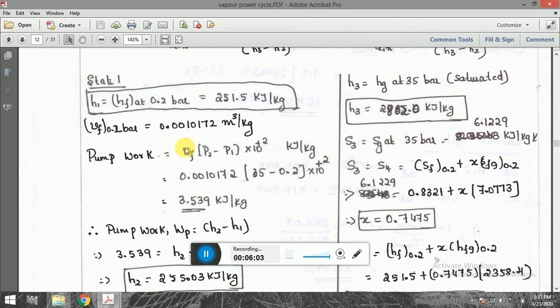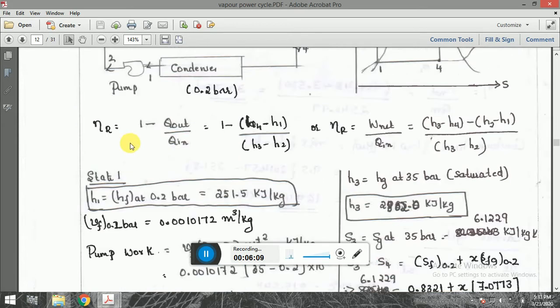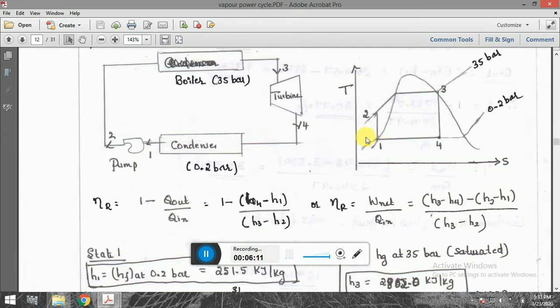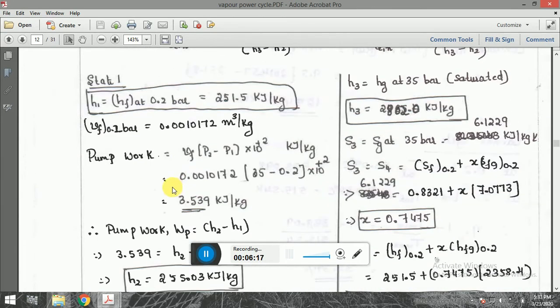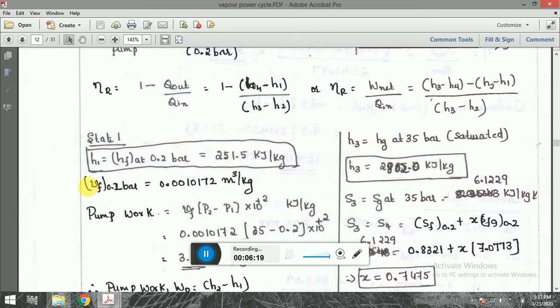Next, we don't have the value of Vf. How to find Vf? To find Vf, we need to know the state of the fluid. It is at state 1. We know that at state 1 the steam is completely in liquid form. When it is in liquid form, V1 becomes equal to Vf at 0.2 bar.